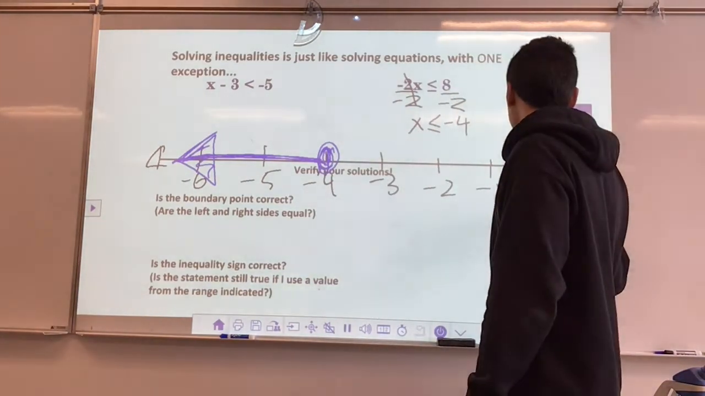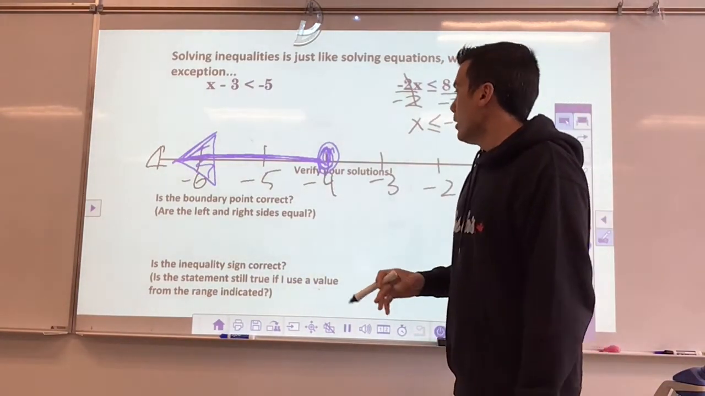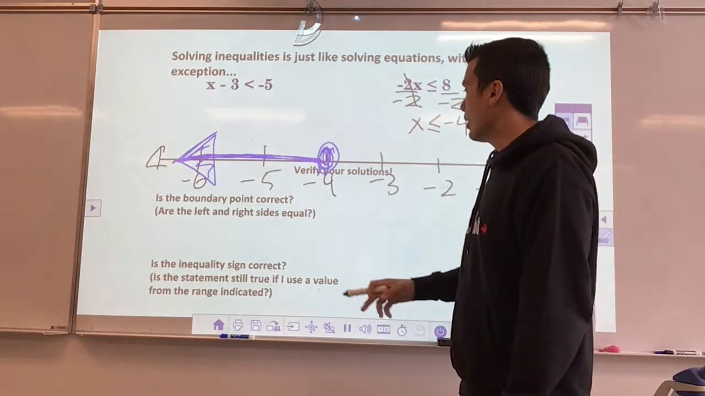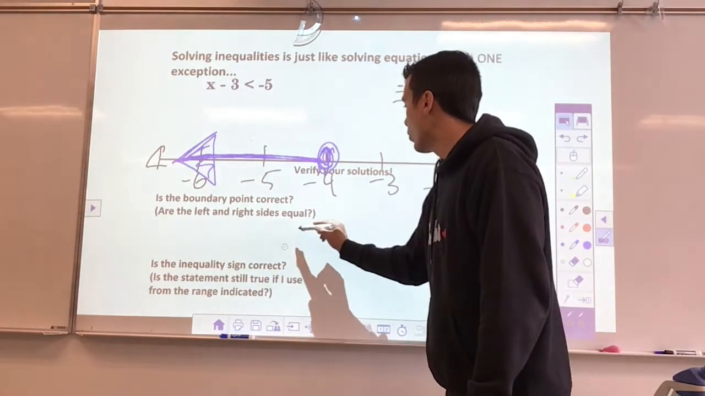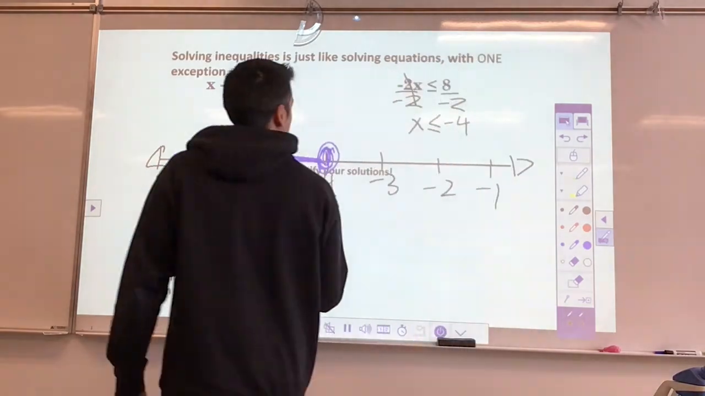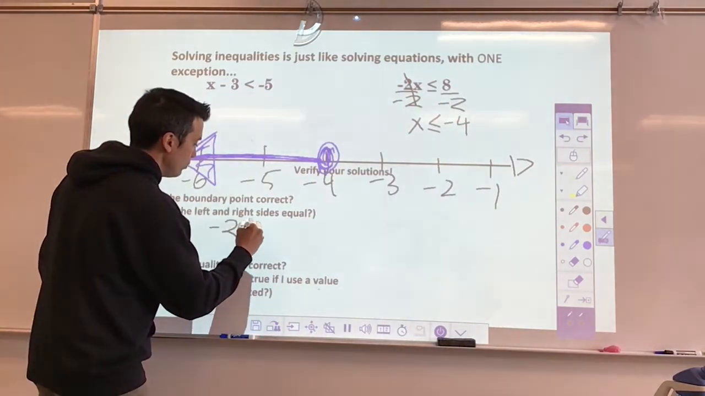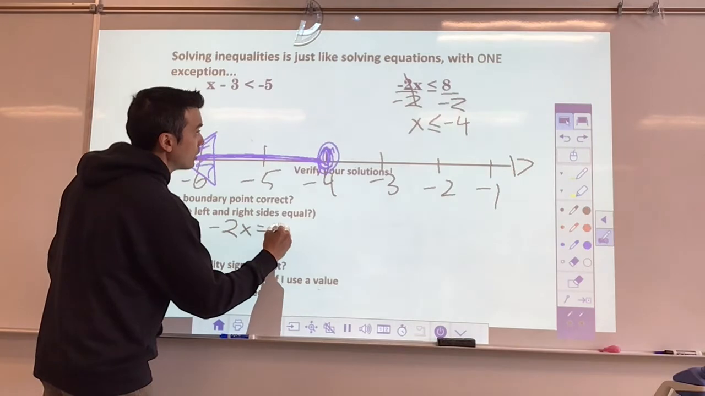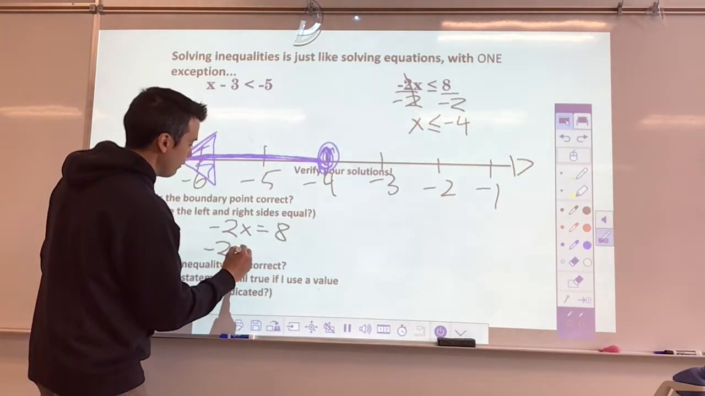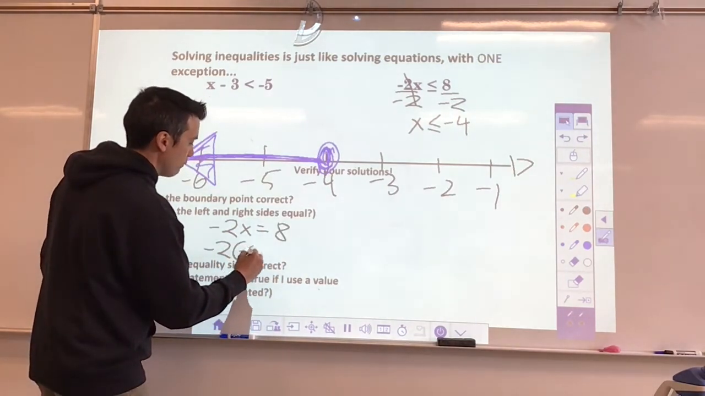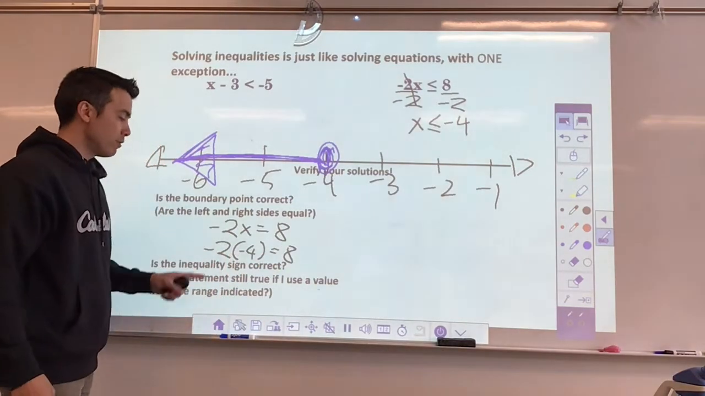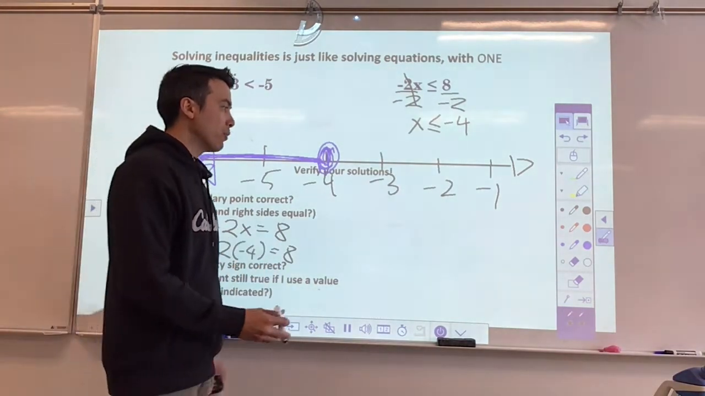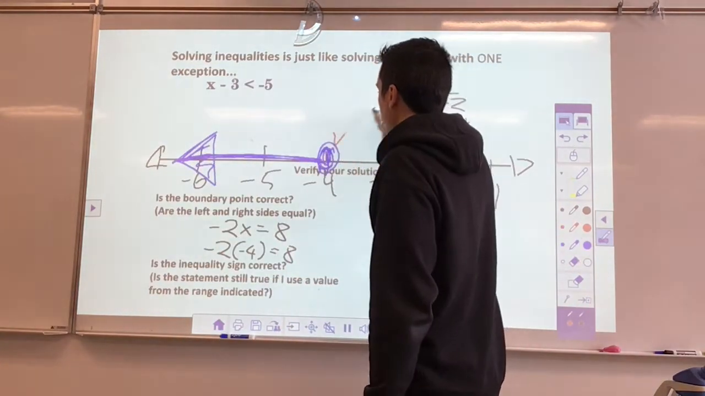Like I said, something terrible is going to happen. Is the boundary point correct? Let's check it out. Are the left-hand side and right-hand side equal? -2x, is it equal to 8? I'm going to go -2 times -4. Negative times the negative is a positive. 2 times 4 is 8. This boundary point is 100% correct.